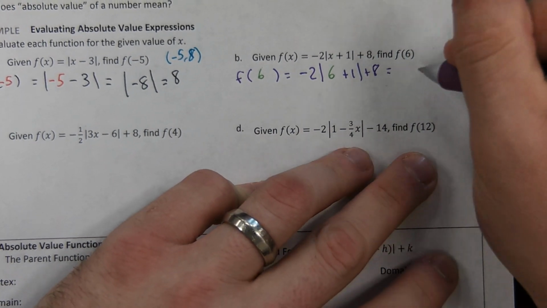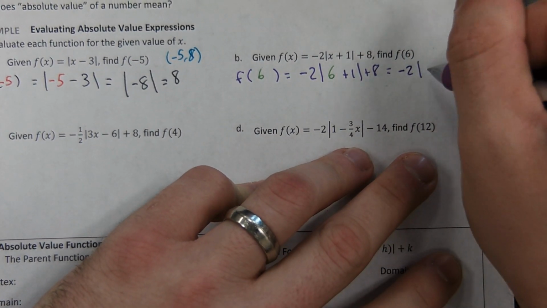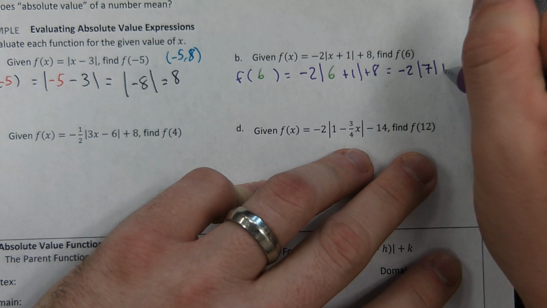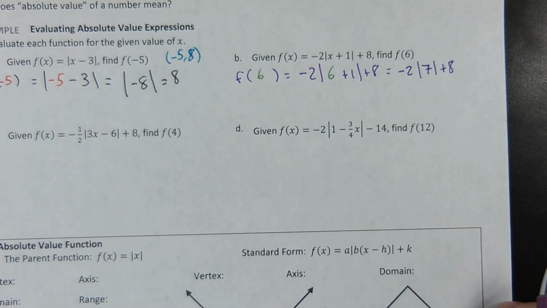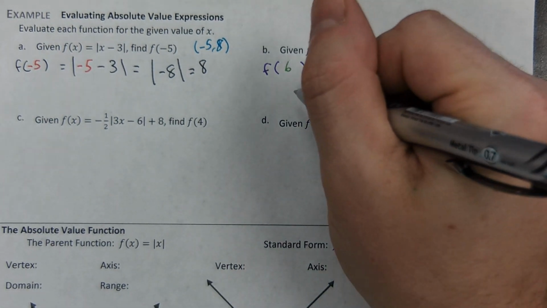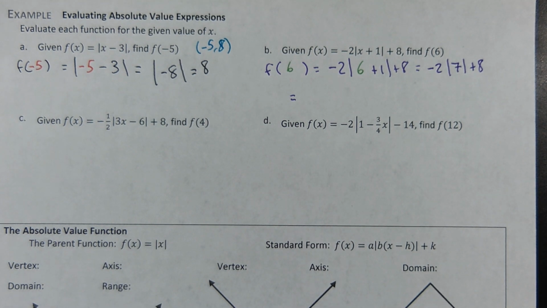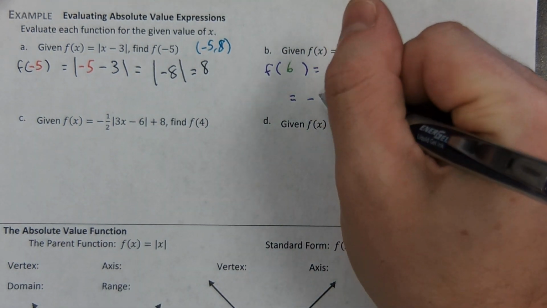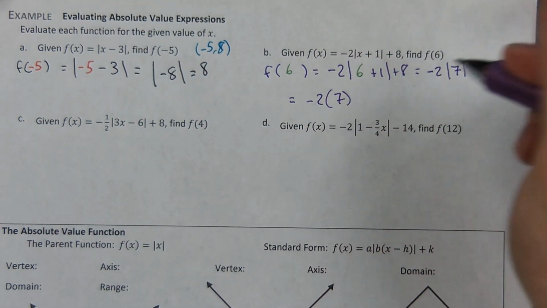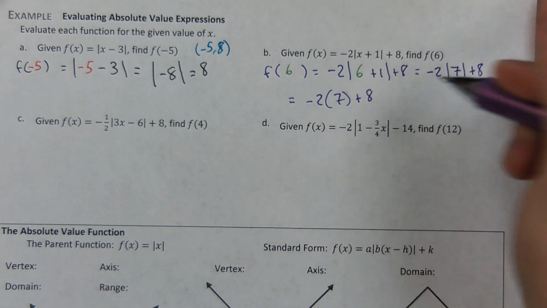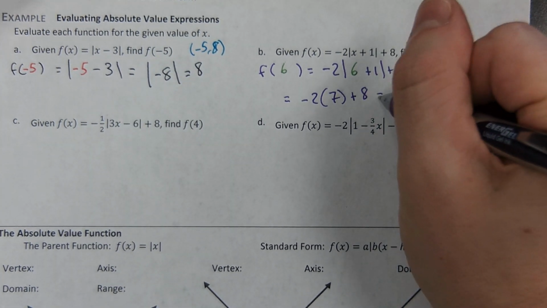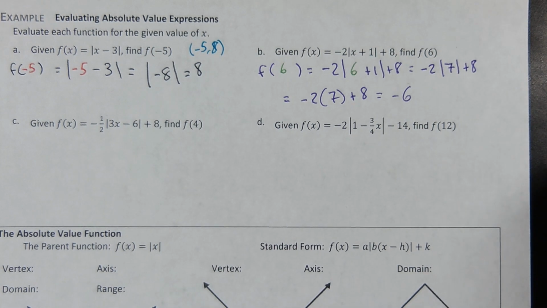Well, 6 plus 1 is just 7. And when you say the absolute value of 7, it's just 7. So this one's even easier than the last one. We'd have to think about how far from 0 a number was, right? It's just -2 times 7, which is -14. And -14 plus 8 is -6. If I was trying to plot these dots, 6, -6 is on my graph.